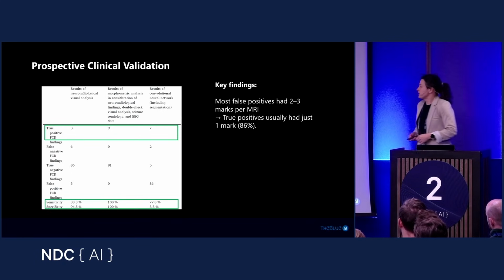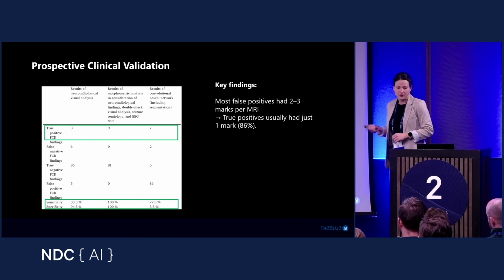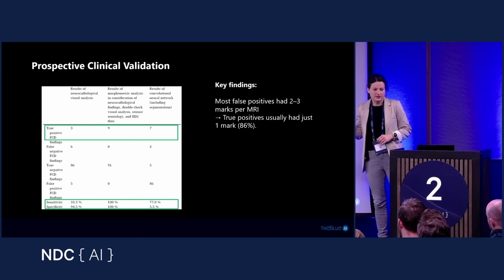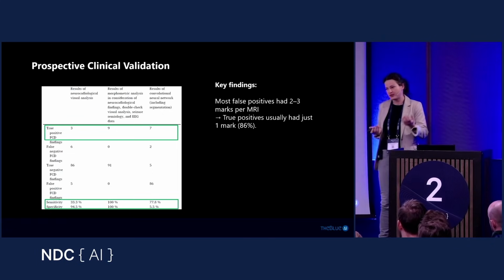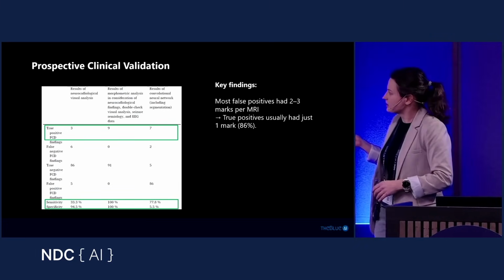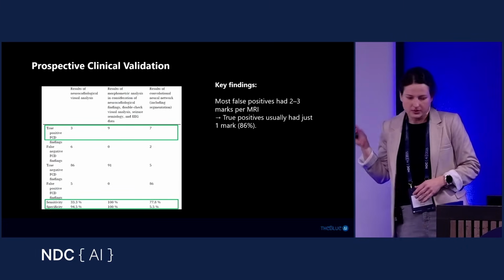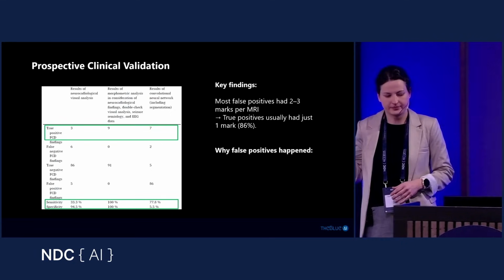So we have found out that in the majority of the cases of the false positives, the model was recognizing 2 or 3 FCDs, which in reality is theoretically possible, but it doesn't happen that often. And if it just said there is 1 FCD in there, it was in the majority of the cases true. So why did it happen?